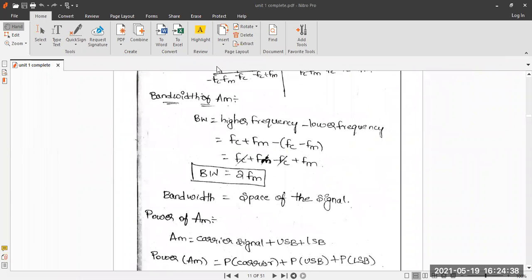We are getting bandwidth is nothing but 2f. So what is meant by bandwidth? Already studied in EDC. Bandwidth is nothing but the space occupied by the signal. Okay, so what is the formula? High frequency minus low frequency. Okay, so here I written bandwidth is nothing but space of the signal.